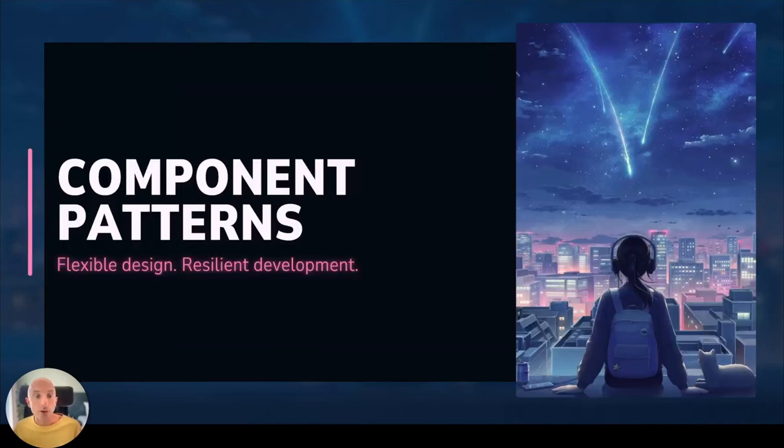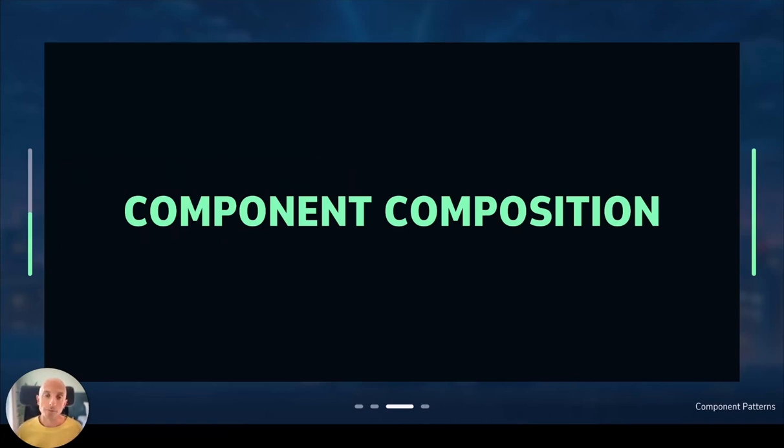So now we want to take a look at our component patterns within React. How do we enable flexible design and create resilient development within our components themselves? We're going to look at two main keys here. And we're going to start with the first one of component composition. I think this one is perhaps a bit more common, maybe a bit more familiar to some people, but we're still going to spend some time on it because I think it's immensely valuable for particularly complex components.